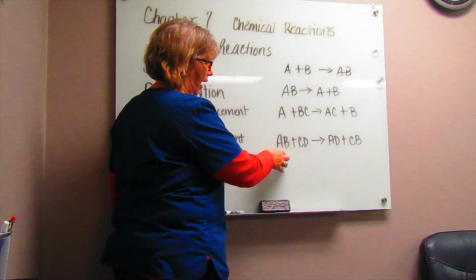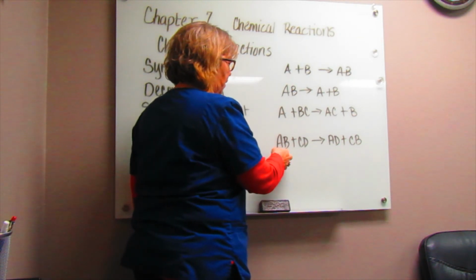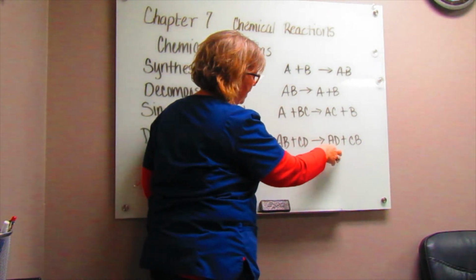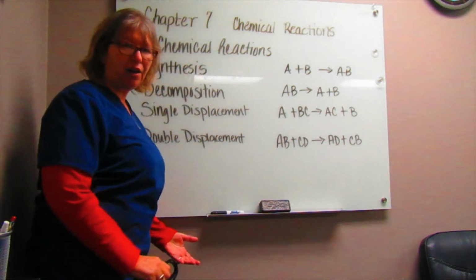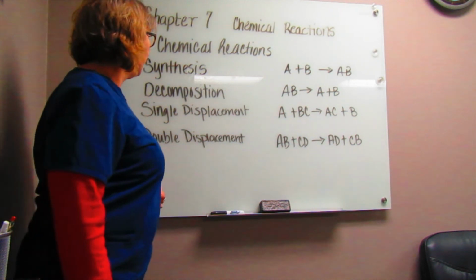So you have your AB plus your CD, which are your two compounds. And so A and B switch partners with C and D. And so the new products are AD plus CB. Kind of confusing, I know, but you need to know this information, all right?